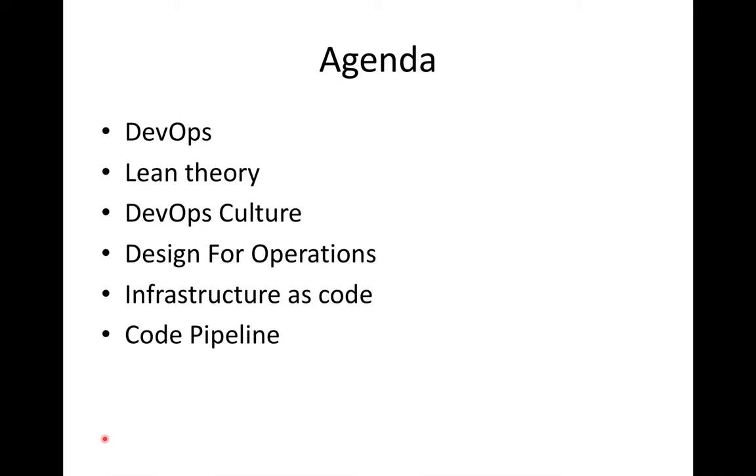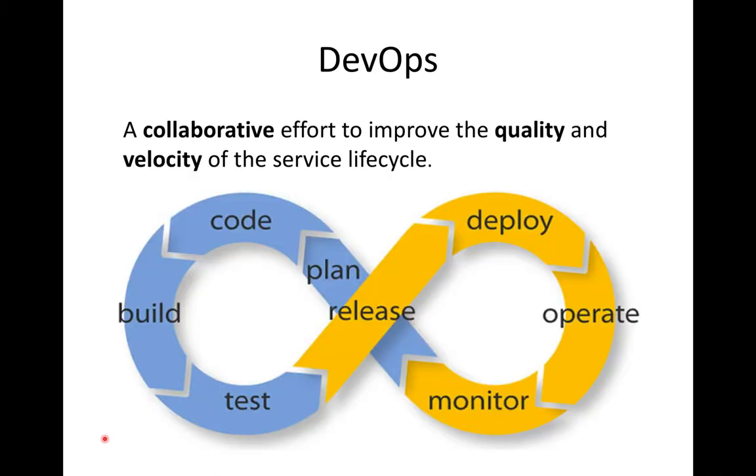We'll talk about things like design for operations. We'll look at automation and how we can use infrastructure as code to augment and to automate our DevOps processes. And then finally, we'll talk about things like code pipelines and how we go about testing in a DevOps organization. Okay, let's jump in.